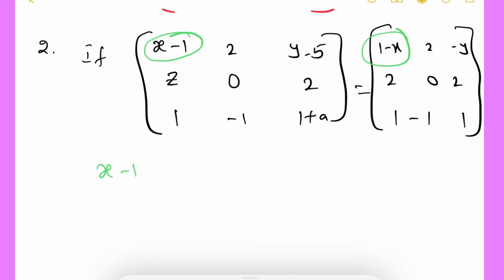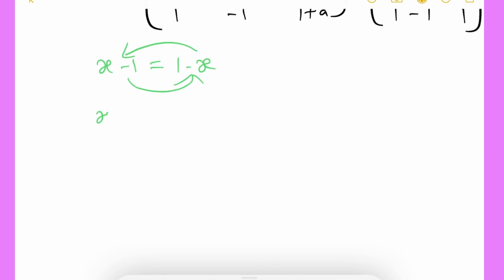So let us make these two equal now. x minus 1 equals 1 minus x. Minus x I'll bring to this side and minus 1 I'll take to this side. So x as it is, minus x will become plus x, is equal to 1, minus 1 will become plus 1. x plus x, 2x, is equal to 1 plus 1, 2. The value is x equals 1.